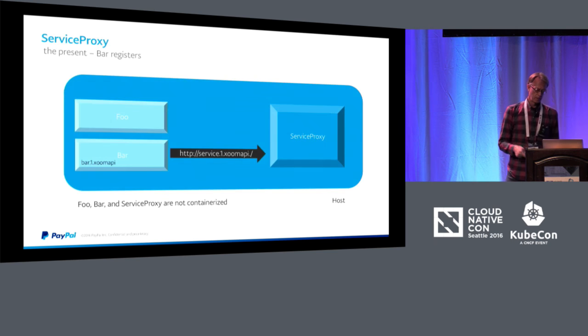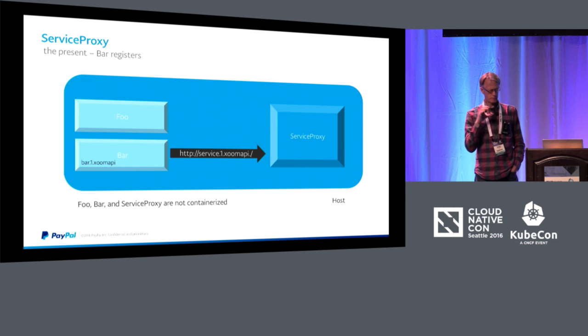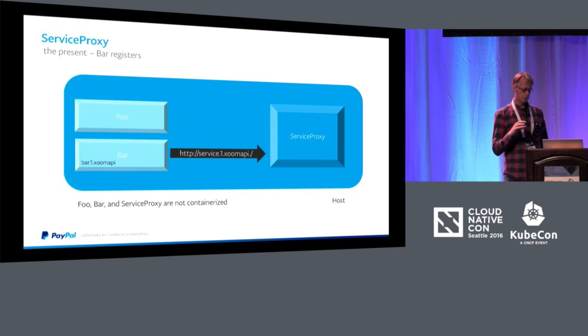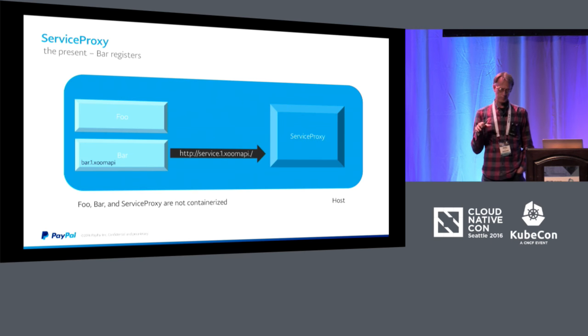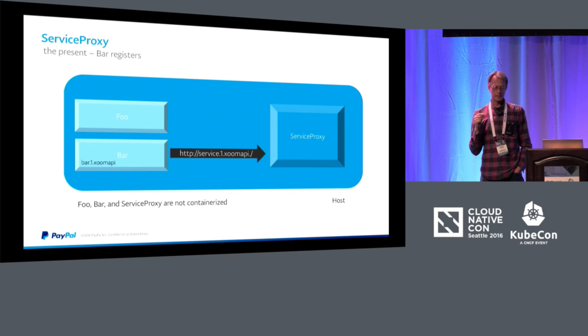So the big blue box is a physical host. This is how we currently run. Big blue box is a physical host. On every host is a Service Proxy instance, which is an HTTP proxy. So on this particular host, there's an application foo and bar running.